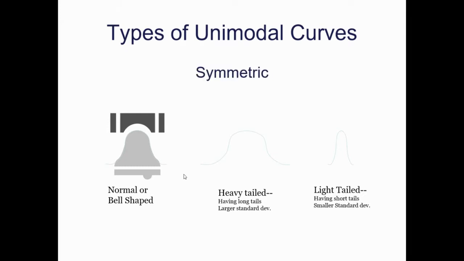Okay, so all of these are symmetric. Whether you're normal shaped, heavy-tailed, or light-tailed, they're all symmetric. You can draw a line down the middle and fold that graph almost exactly in half.